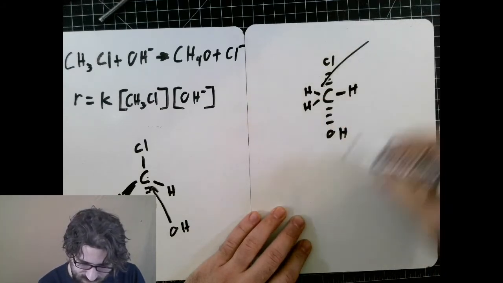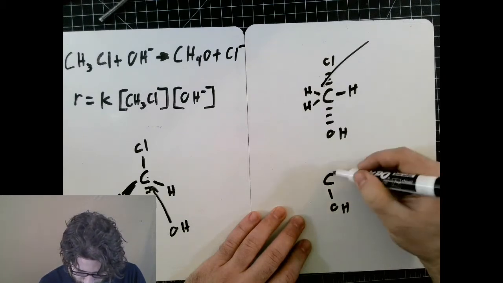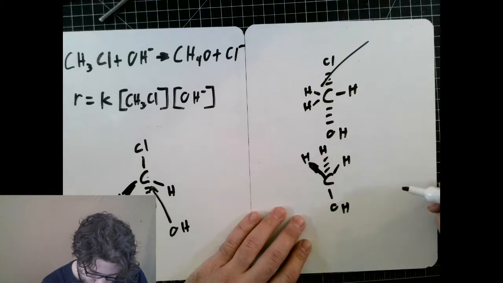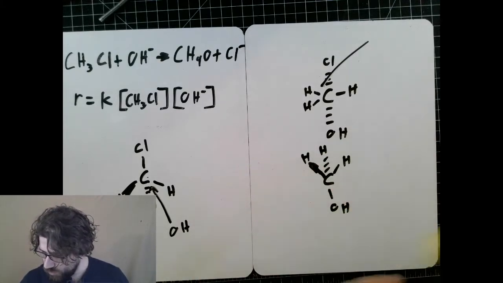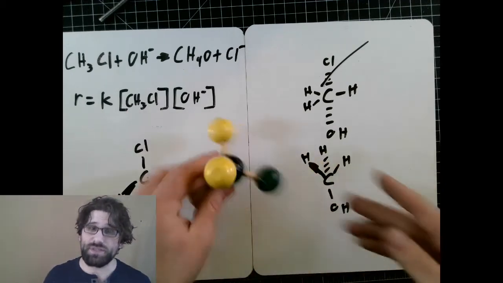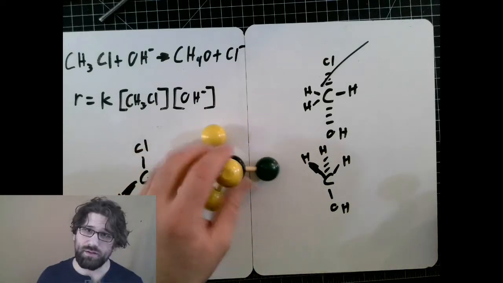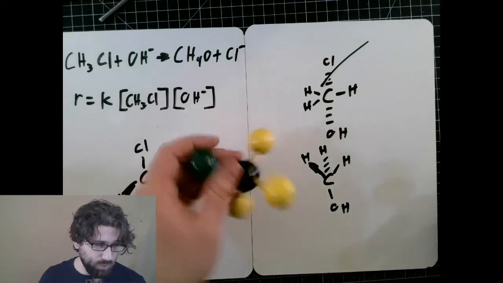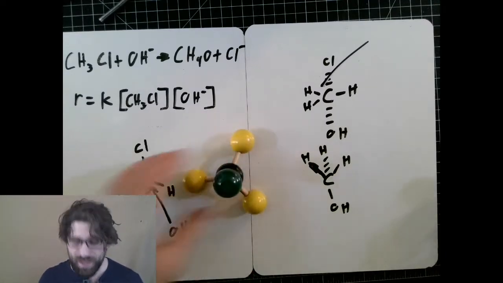And then this snaps, and we end up with a methanol. So this mechanism really operates based completely on the concentrations of both of these materials. If I have a chloromethane sitting here, it can just be floating around, and if it doesn't encounter a hydroxide, it's not going to react. Nothing's going to happen.